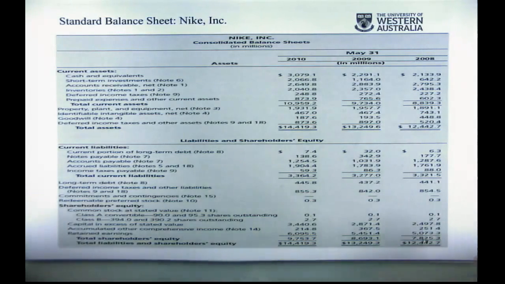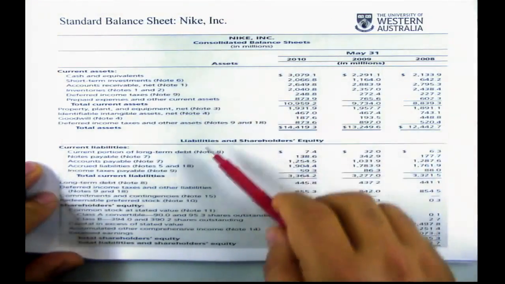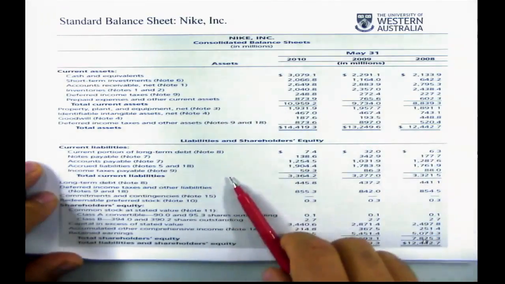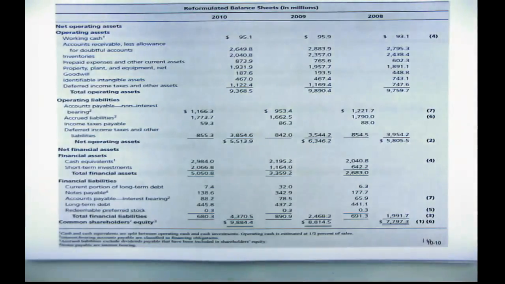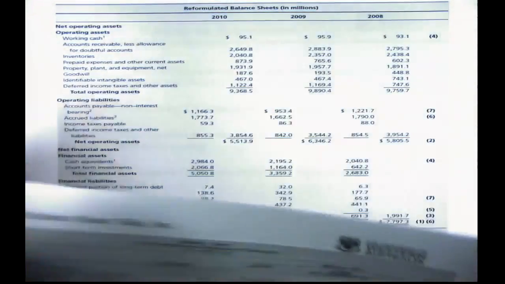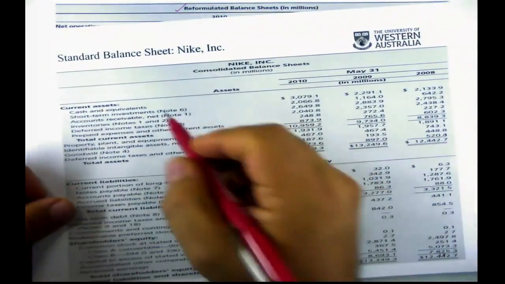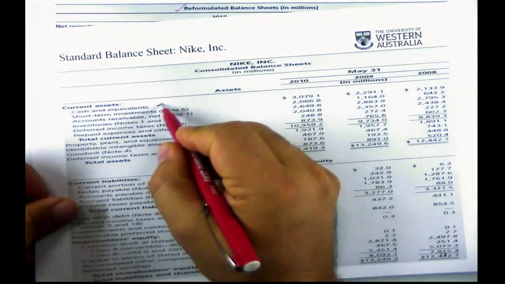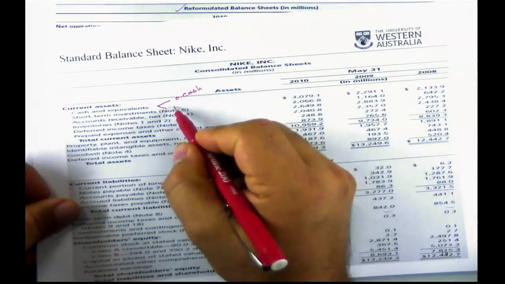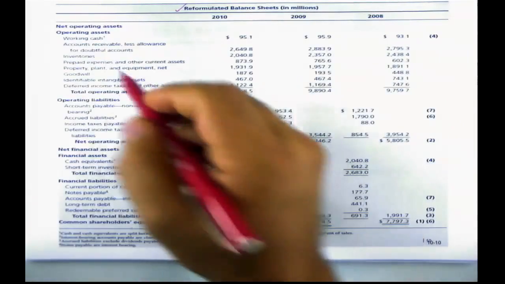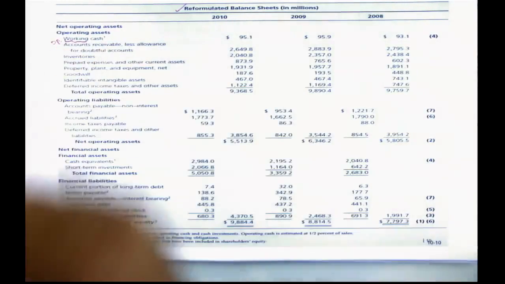Of course, after reviewing the notes that detail these accounts, we found the following. Let us see here. This is a reclassified or restated balance sheet. Here, cash and cash equivalents was split into two parts: operating cash and the remaining balance, which is financial assets. So this is the working cash.